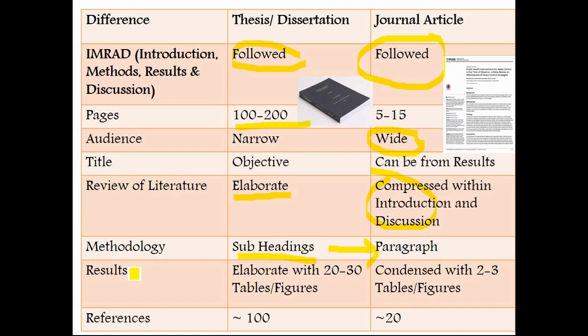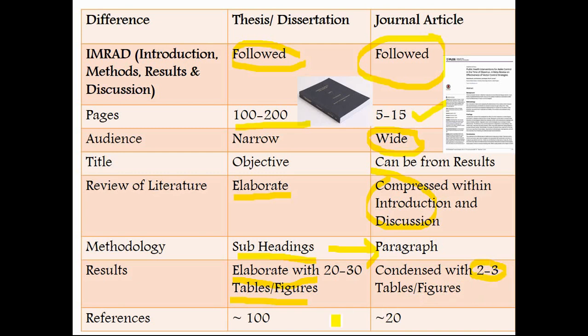Now we are moving on to the results. In results, we focus on the individual parameters. So we might have used about 20 to 30 tables or figures for describing the results, but a journal article is going to be a 5 to 15 page document. So we have to condense all your results into about 2 to 3 or a maximum of 5 tables or figures.